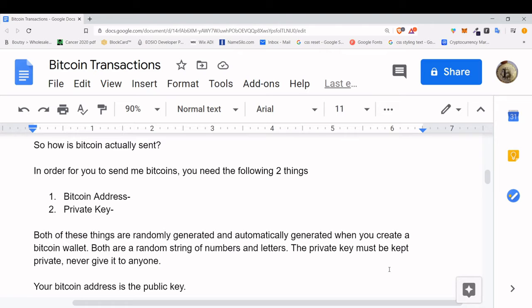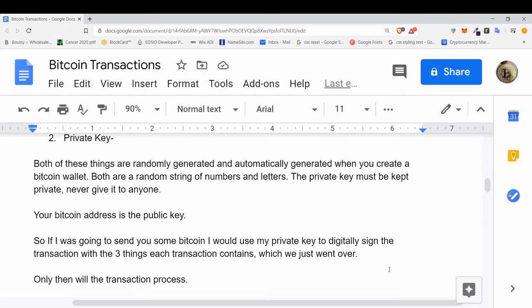The private key must be kept private. Never give this to anyone. Never give your private key to anyone because they will have access to your Bitcoin. This is the keys to your Bitcoin. You could access it anywhere in the world with your private key.